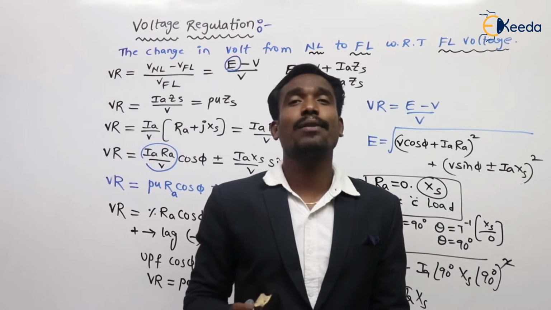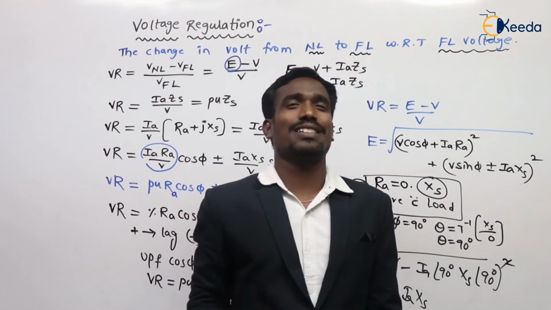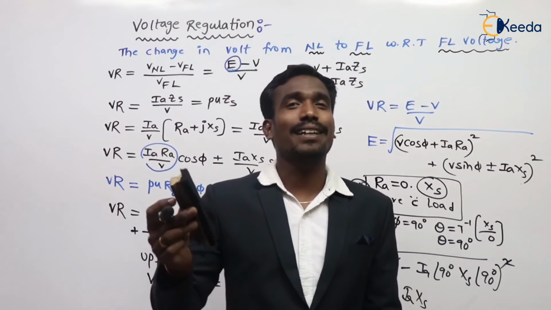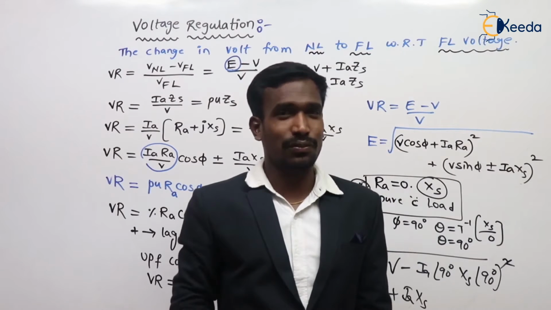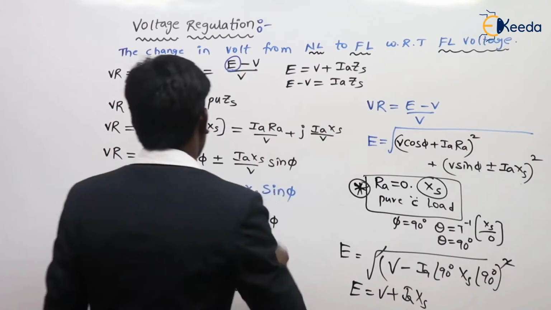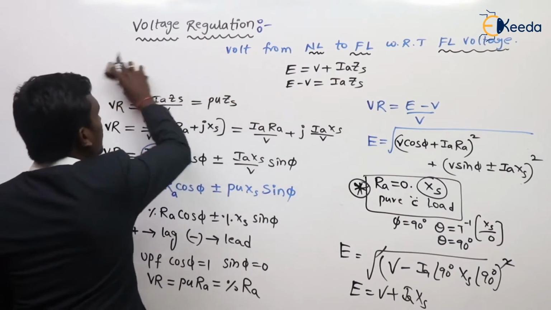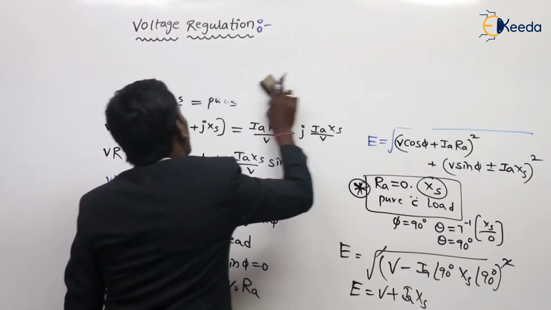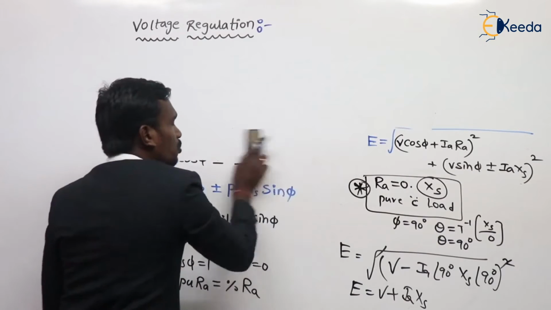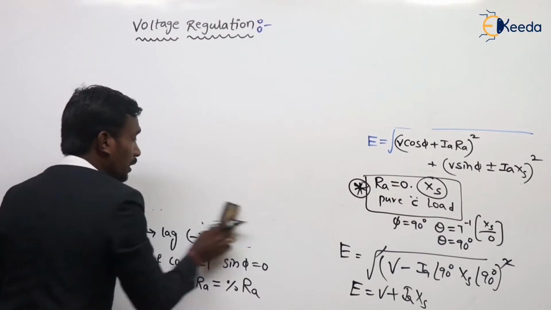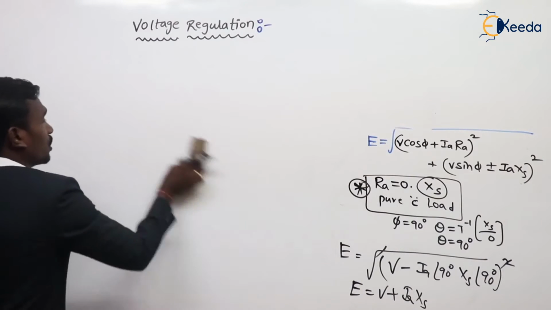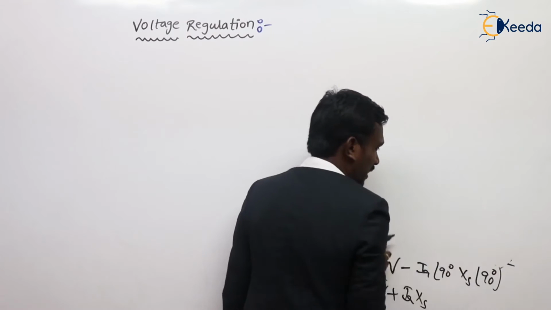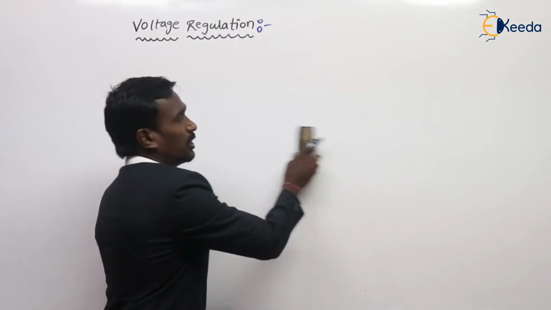Now, I want the conditions for voltage regulation. What is that? The condition for zero voltage regulation and the condition for maximum voltage regulation. We have to calculate that. So let's see here. I'm going to calculate the conditions. What are the conditions to get the maximum voltage regulation as well as the zero voltage regulation? They may ask you questions in competitive examinations.